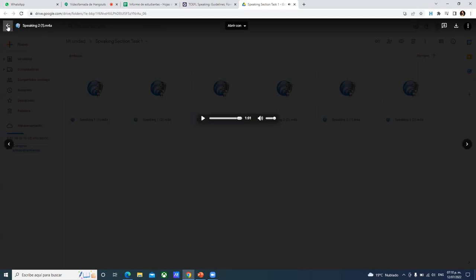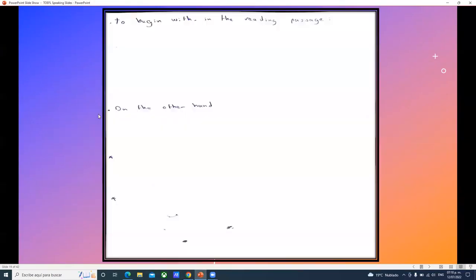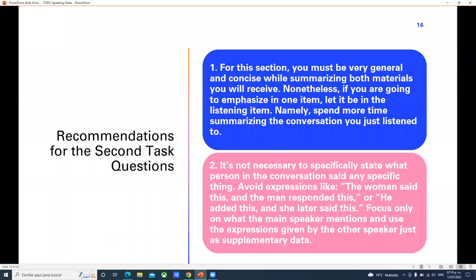Wonderful. So as you can see, that is an example of how you should respond to this specific task, with our specific illustration, okay? So now before we listen to another one, because I have prepared another one, let's go to some recommendations and a little bit of the structure of how you should organize your response, okay? So look at this, recommendations for the second task questions. For this section, you must be very general, okay, and concise while summarizing both materials you will receive. Nonetheless, if you're going to emphasize one item, let it be the listening item. Namely, spend more time summarizing the conversation you just listened to, all right?